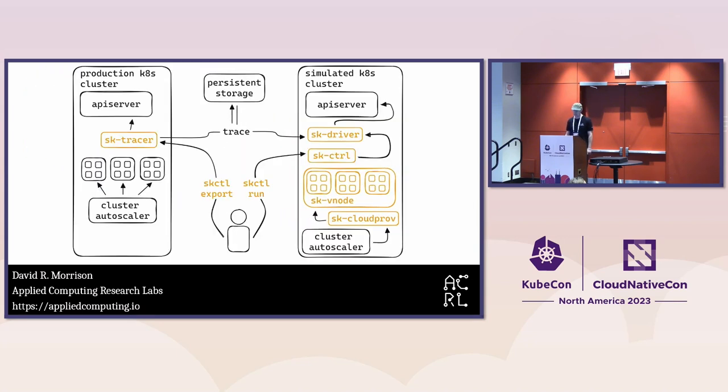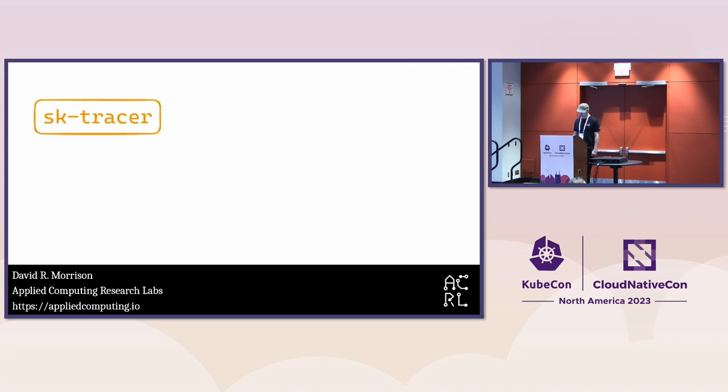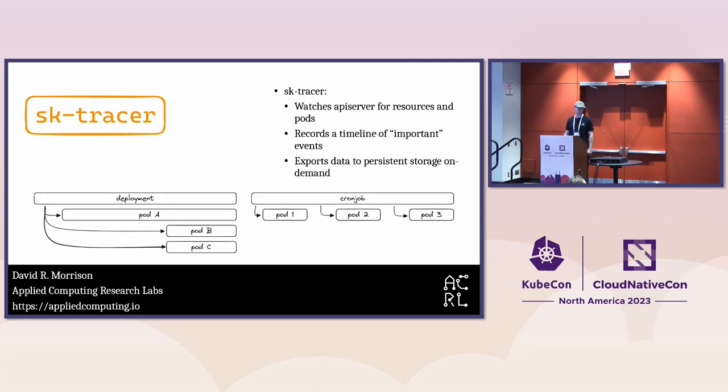Cool. So that's sort of on the simulation side. Now I want to take a look at the production side. What is actually going on inside of SK Tracer? So SK Tracer literally is just a pod that sits on your production cluster, and it puts a watch on the API server for resources and pods. You can configure it to watch any type of resource that you want: deployments, replica sets, stateful sets, whatever you want. You can also configure it to watch any sort of custom resource. So, if you're running Volcano or if you've got your own custom controller and CRD, you can configure SK Tracer to watch those as well.